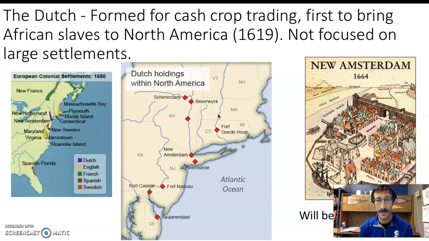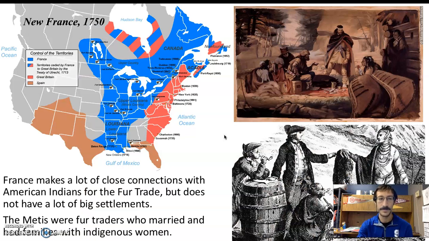So comparing the actual different colonies, the Dutch formed their colonies in North America for cash crop trading, first to bring Africans, and they're the first ones to bring it to North America beyond the Caribbean, not focusing on too many large settlements. So again, predominantly for fur trading and for cash crops. New York is one place they settle, so you can see all that here. New Amsterdam, which becomes New York City, was one of them. Their impact in terms of all that is very limited, and then gets eventually taken over by the British.